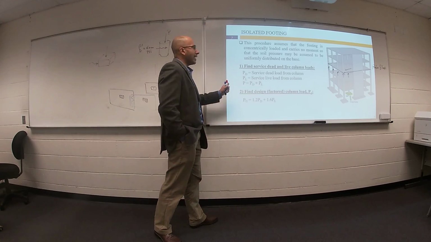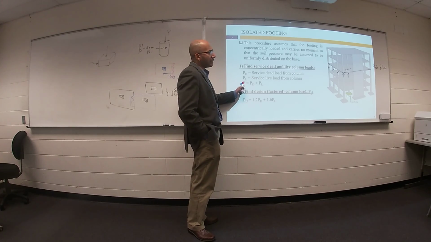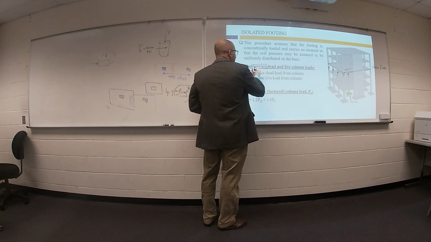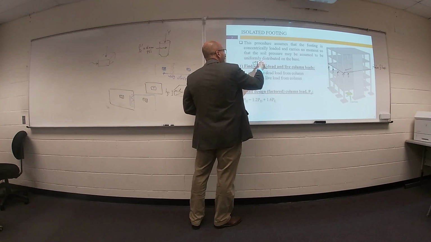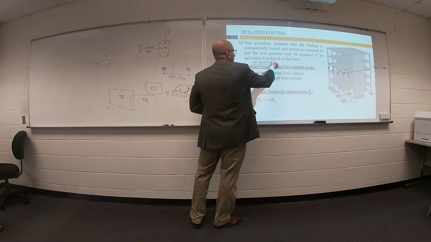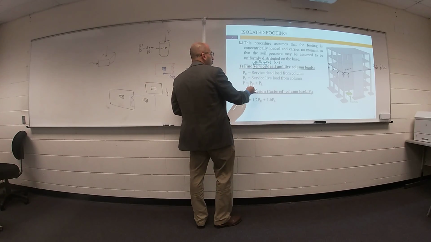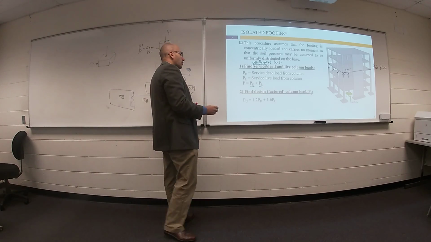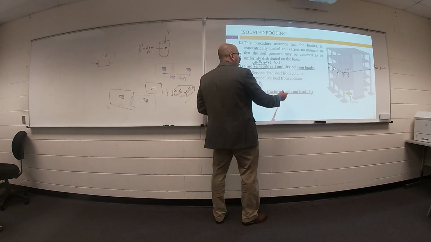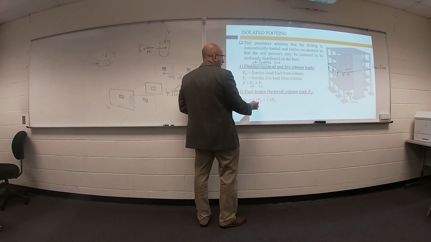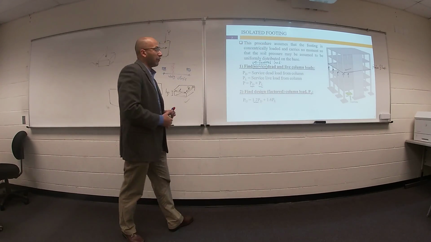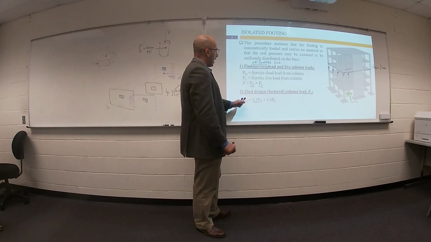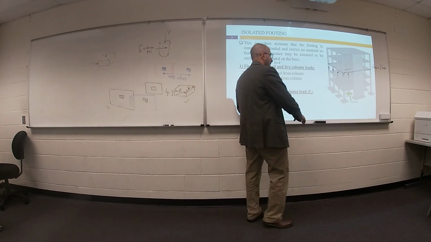First step, go ahead and calculate the service reaction. Keep it in your mind: the word service means unfactored load. That means your dead load plus live load without any factor. Second, we need to get the factored column load, the ultimate, which is 1.2 dead load plus 1.6 live load. Why do we need both of them? We will use this one for one step and this one for another step.